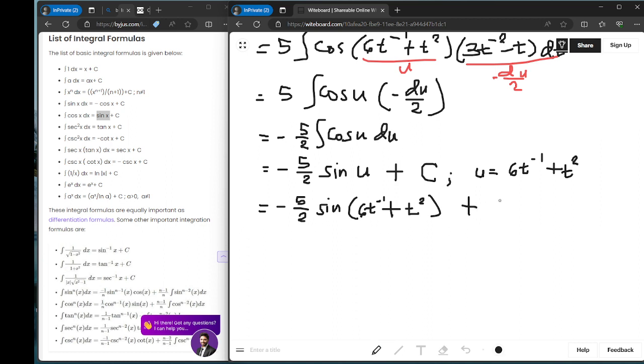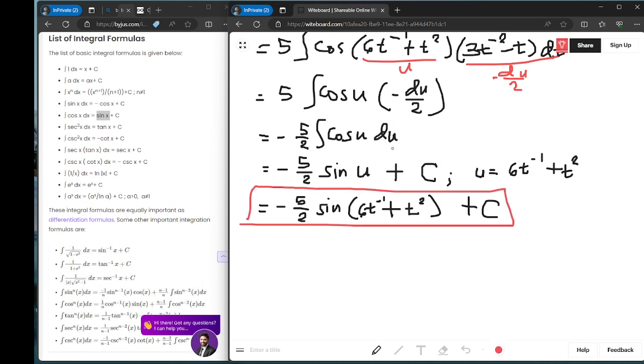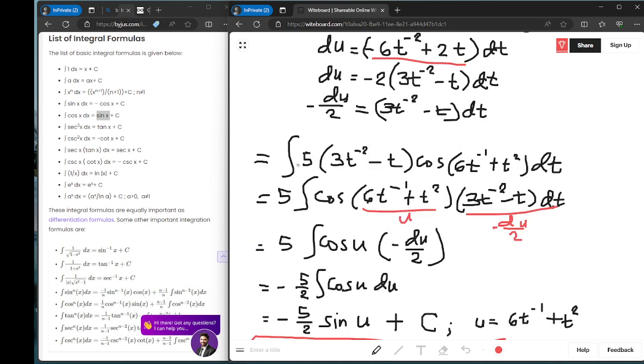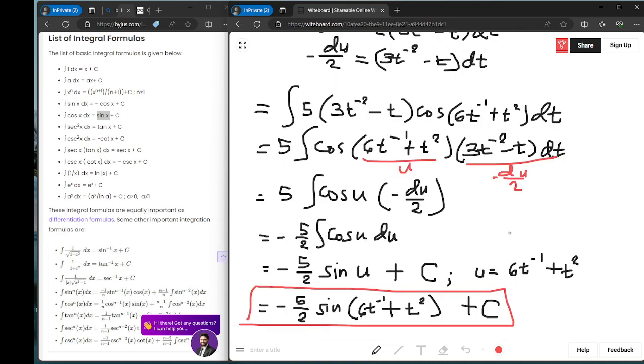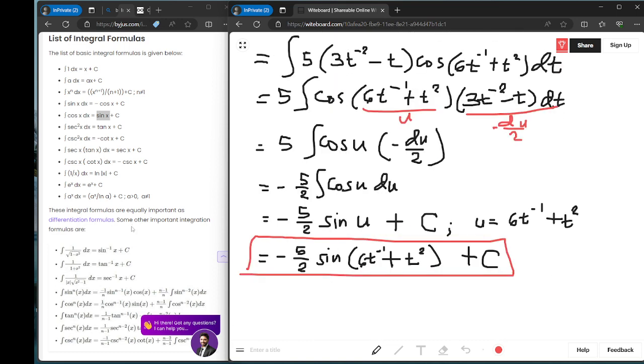Plus c. Do not forget to write plus c. So let's check if we got the right answer. But before that, let's review our solution. First, we have negative 2, 5, 2, and negative du over 2. Hopefully, this is correct.